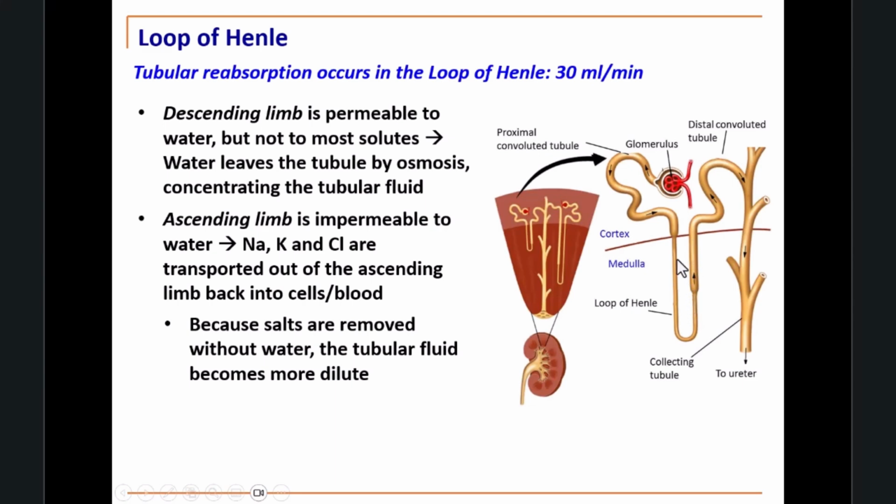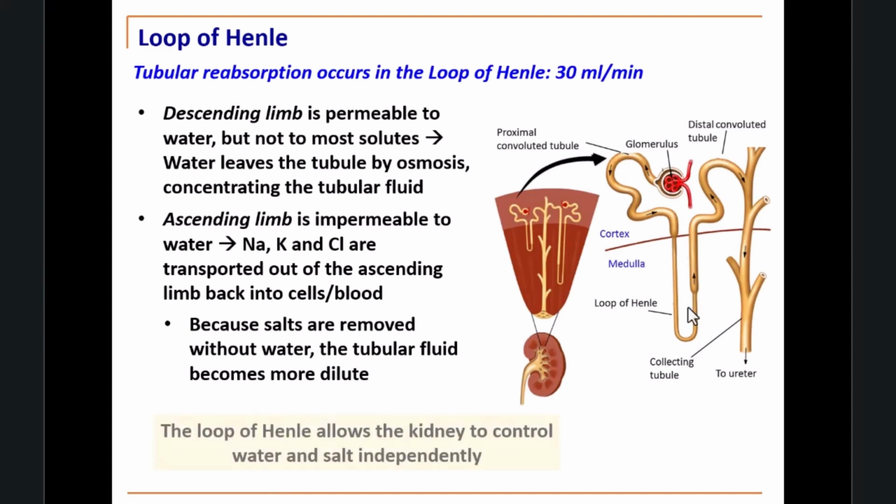Now you might think, well, you're making it more concentrated, and now you're making it more dilute, so what's the point in that? But what's really happening is that overall you're making the filtrate more concentrated. Yes, you're doing different things in different parts, but overall it becomes more concentrated. A key part of this is that the loop of Henle allows the kidney to control water and salt independently, and that is absolutely key to what is happening there. It's got that independent regulation.